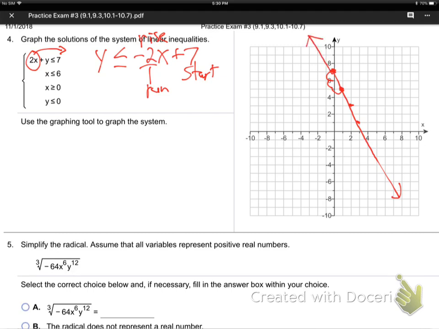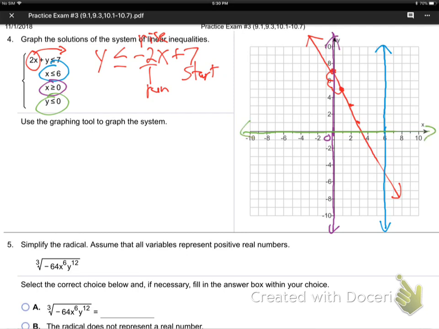Okay, and now let's do the next one. It hits the x-axis at 6. That's right there, hits the x-axis right at 6. Okay, the next one. Now, this is x at 0. This is the x-axis right at 0, hits the x-axis at 0. And finally, this one hits the y-axis at 0. So it goes through the y-axis at 0.